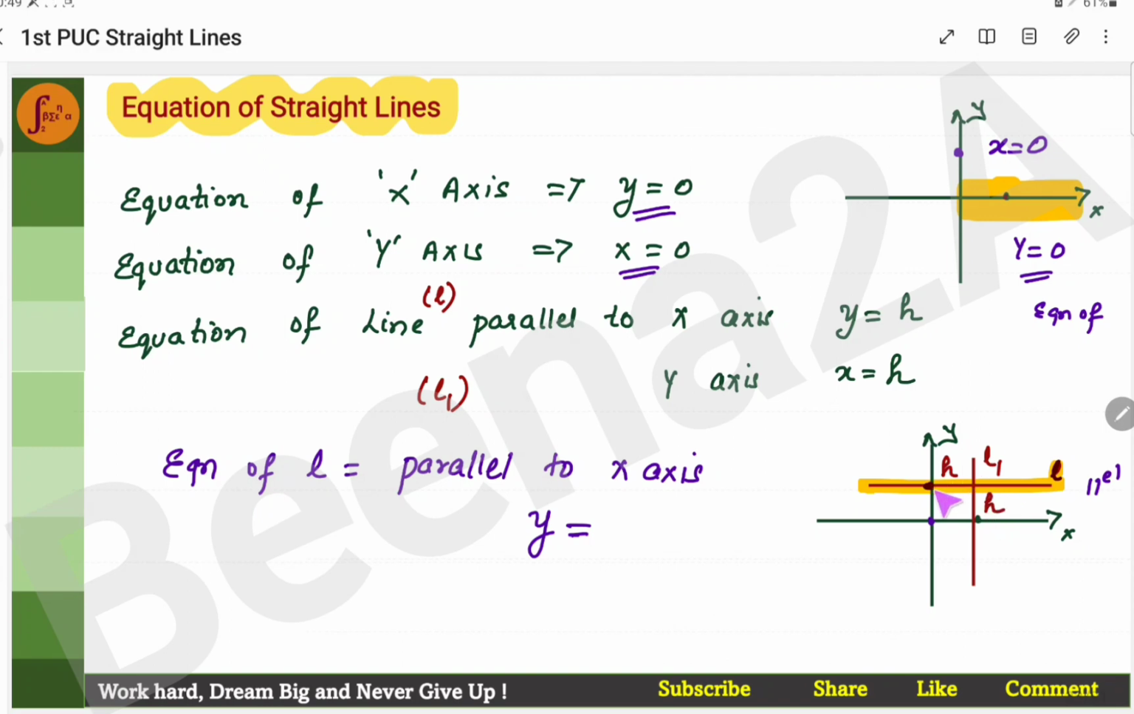What is the y coordinate here? It's h only, right? If you look at this line L, the y coordinate is this distance, which we are assuming as h. So it will be y is equal to h.